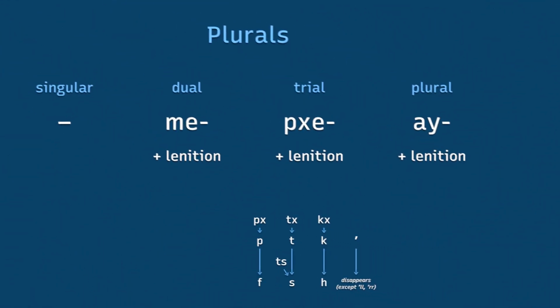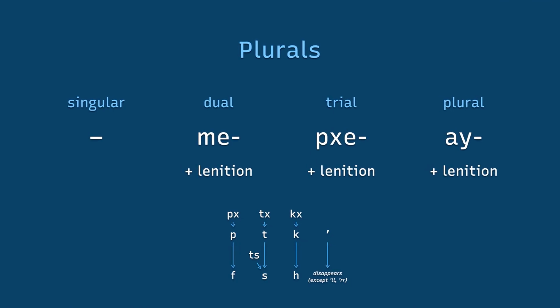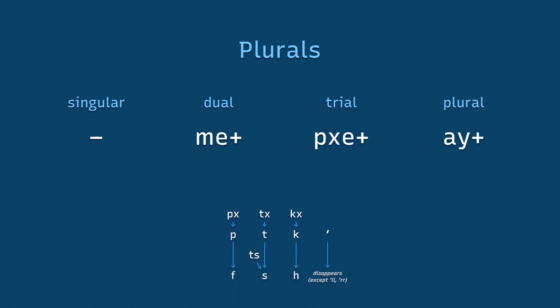Now, let's go back to the plural forms. To make the dual, trial, and general plural, you first apply lenition to the word. And then you place the plural prefix me, pe, or ai in front of it. If something triggers lenition, we indicate this with the plus sign. So, we'll write me, pe, and ai with plus signs. This is just to help you remember the lenition. You don't actually write the plus sign when you're writing in NATVI normally.